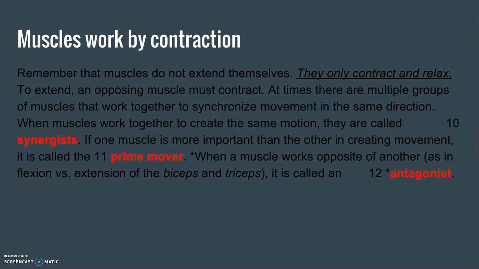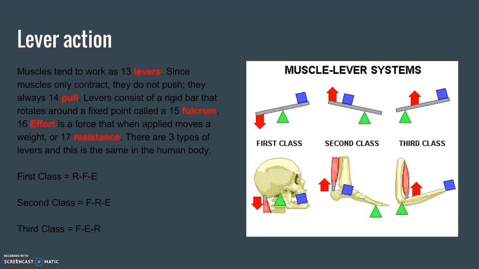At times, there are multiple groups of muscles that work together to synchronize movement in the same direction. When muscles work together to create the same motion, they are called synergists. If one muscle is more important than another in creating movement, it's called the prime mover. We'll look at one of those in a few minutes. When a muscle works opposite of another, as in flexion versus extension of the biceps and the triceps, we call this an antagonist. Notice there's a star by that one, so you'll need to know that for the test.